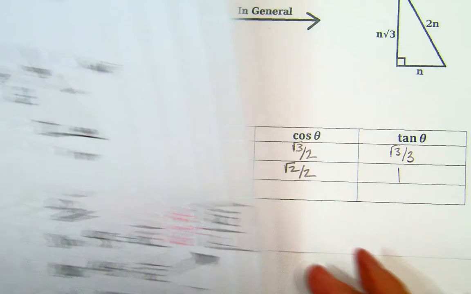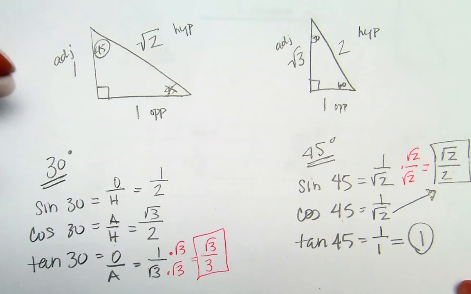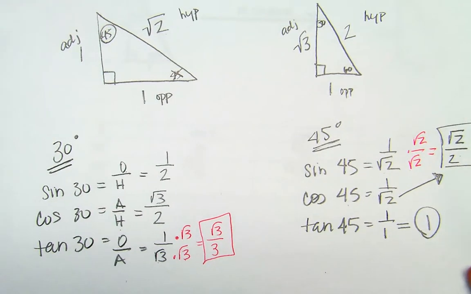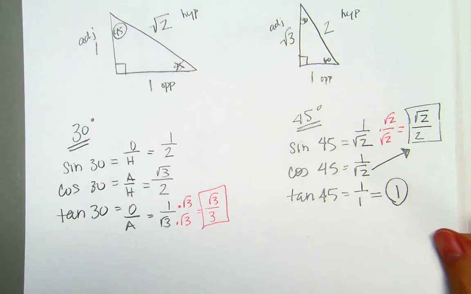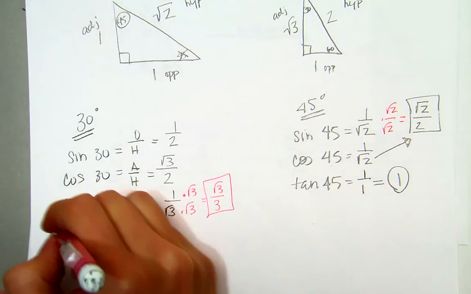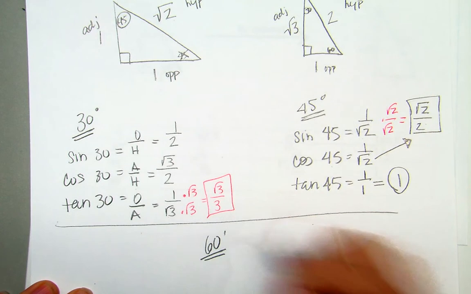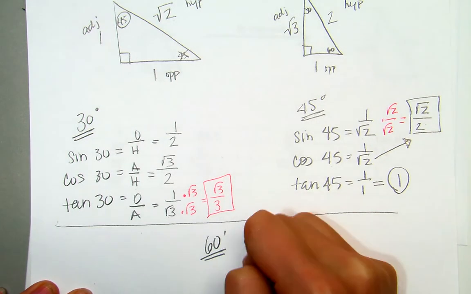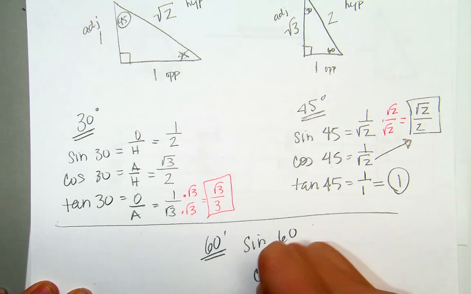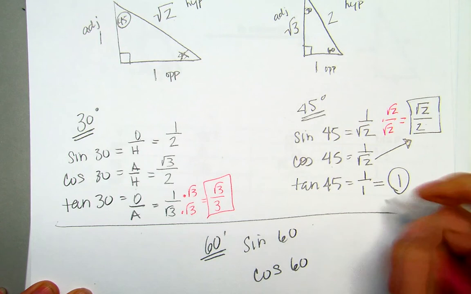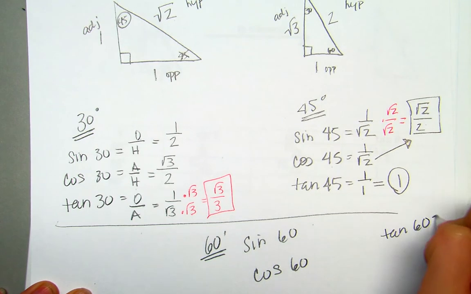Last but not least, let's look at 60. All right, I'm going to scroll up just a little bit so that we get a little bit more room here to write for 60 degrees. So we're going to do the sine of 60, cosine of 60, and tangent of 60.